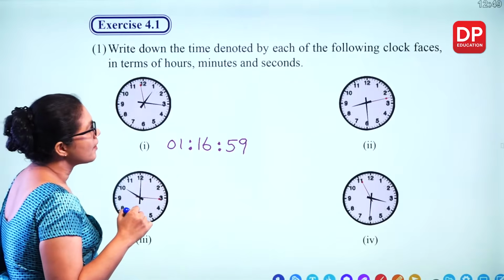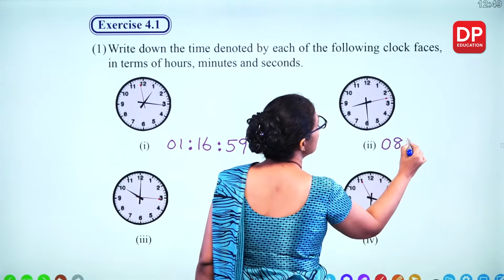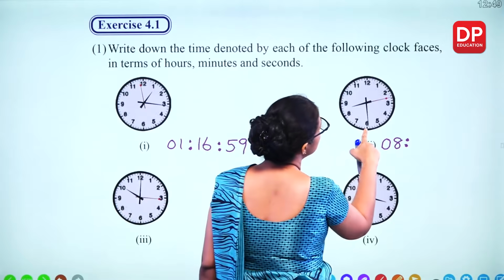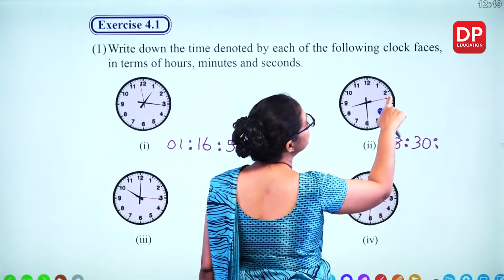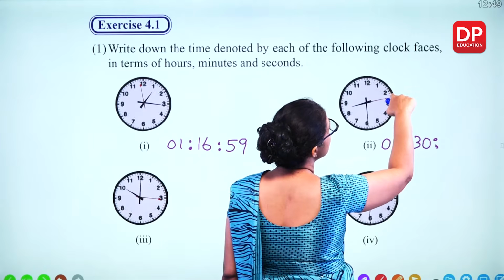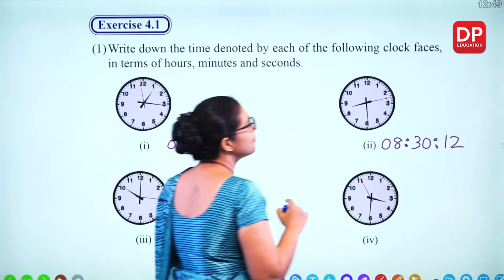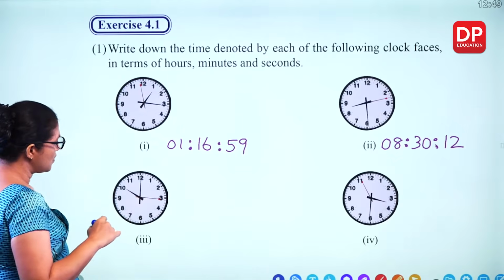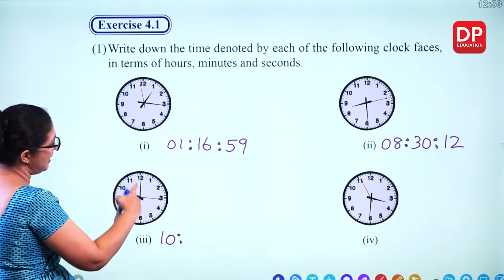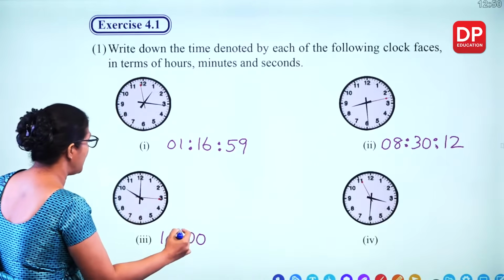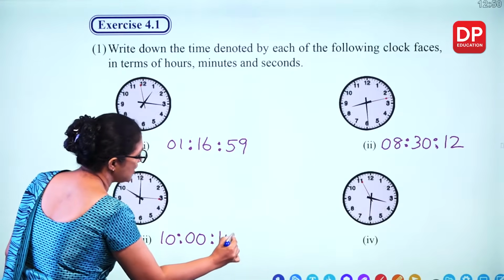This one, 8 and 9 between, so 8 hours. This is like 30, we can say 30 minutes. And here 2 is 10, this is 11, 12. 12 seconds. This one, our hand is 10. Minute hand is 12 means 0 minutes. And here 3, like 15 seconds.